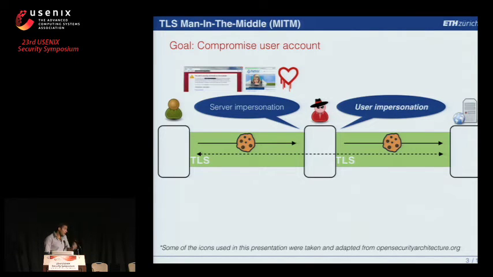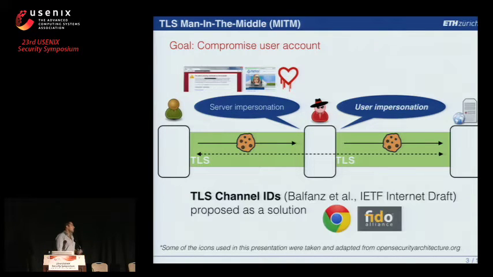And this can actually be used for a variety of nefarious purposes. For example, it could be used by the attacker to spy on the user. Actually, many government agencies like the NSA are suspected of mounting such attacks in order to perform mass surveillance. So in this work, we are focusing on a very recent proposal called TLS Channel IDs, or simply Channel IDs, that is designed to resist this kind of attack.